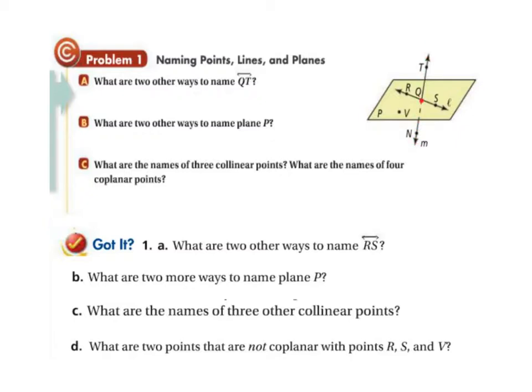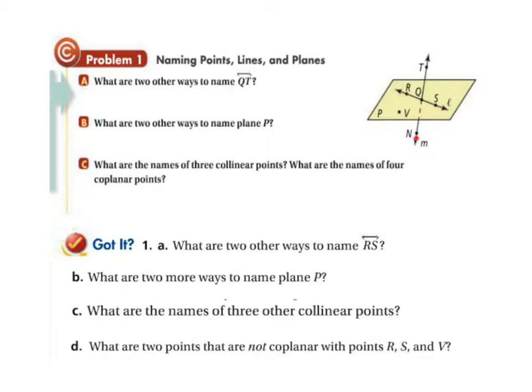Now you can see this dot, dot, dot. That's just trying to show you kind of three-dimensionally. Some of you are going to be more artistic and understand this better, some of you not so much. But this dot, dot, dot just shows it's kind of underneath the plane, so you can't really see it. And then again, you can see it down here, so it's not dotted anymore. But this is your line QT. And we're looking for other ways to name that exact same line.